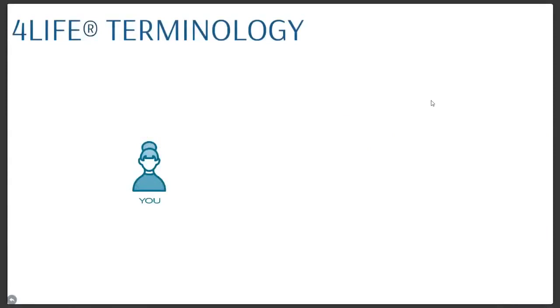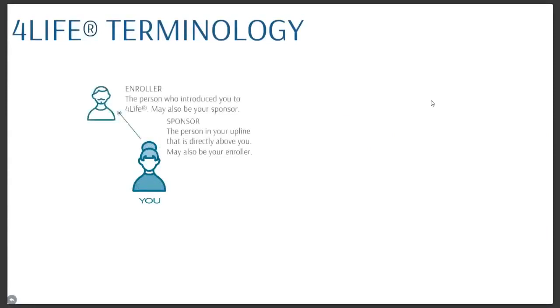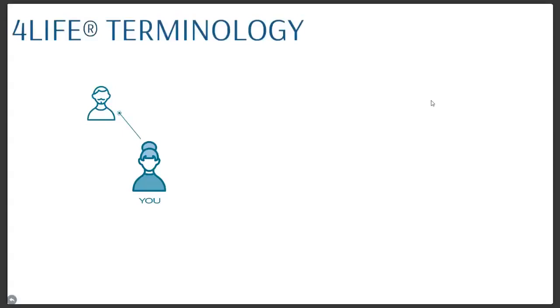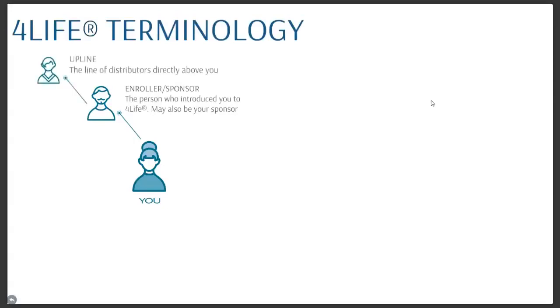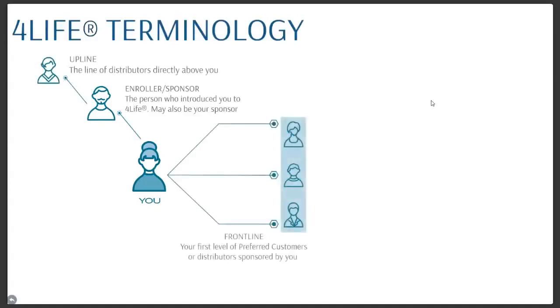Let's look a little bit at some organizational terminology now. So I want to talk about sponsors and enrollers. So sponsor is going to be the person that is immediately above you in your upline organization. They may also be your enroller. And then the enroller is the person that actually introduced you to 4Life, and they may also be your sponsor. But it's not necessarily always the same person, and we'll give some examples of what that looks like in just a second here. So upline refers to everybody that is above you in your organization. Frontline we talked about, so these are all people that are on your first level.